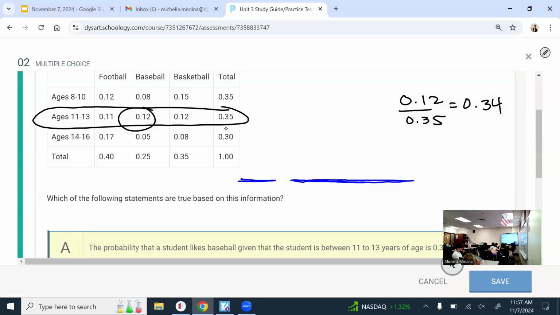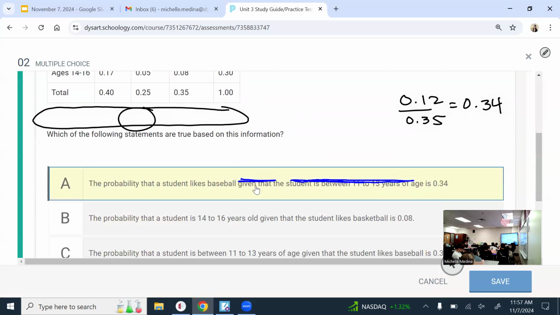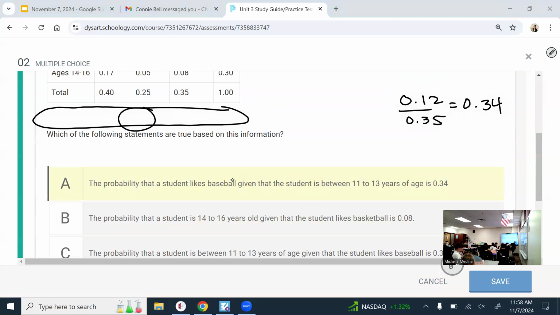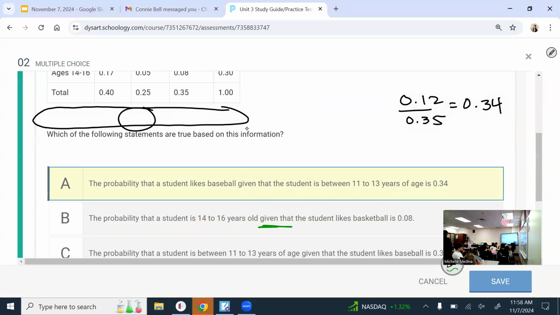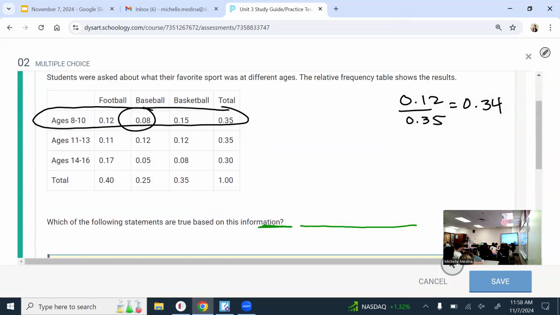And it did say which of the following are true, so I'm guessing it can be more than one. Or is it just one, since it only lets me pick one? All right, so I already found it on my first try. If you see any of the other ones, let's just look at the next one. It says the probability that a student is 14 to 16 years old, given that, so there's that phrase again, that tells you whatever they say after is going to be what you're dividing by. So it says, given that the student likes basketball, how many students like basketball?